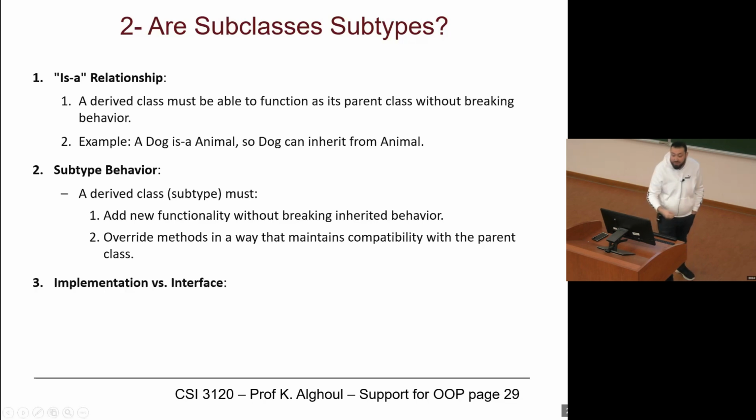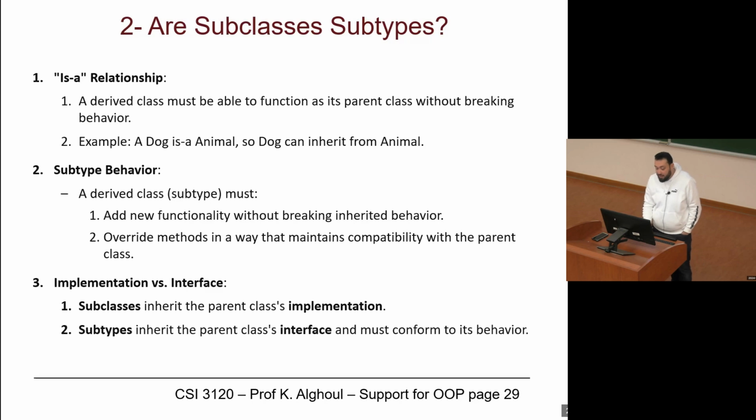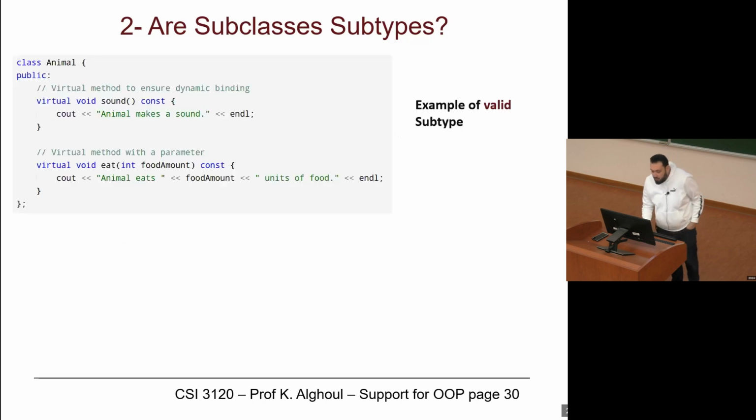And then implementation versus interface. So subclasses inherit the parent class's implementation. Subtypes inherit the parent class's interface and must conform to its behavior. Okay, so if something is a subtype, the interface needs to also be the exact same thing. So it becomes a subtype. But a subclass doesn't have to be a subtype.